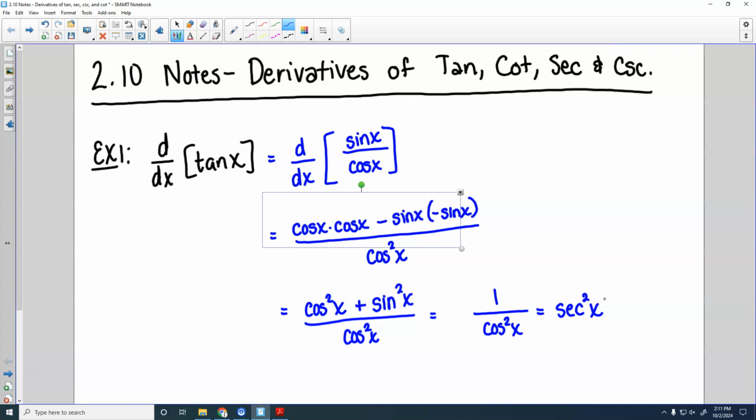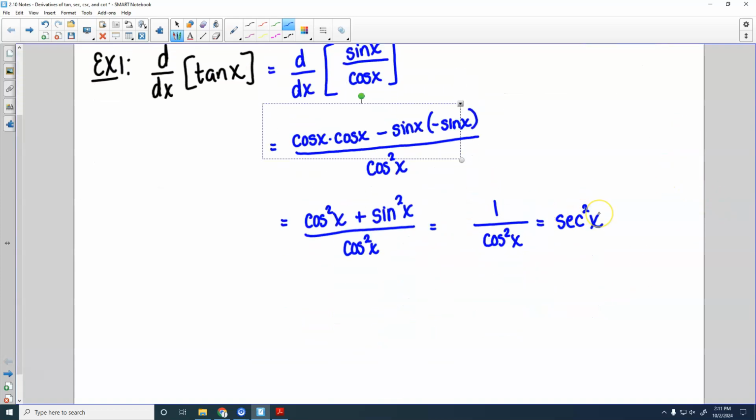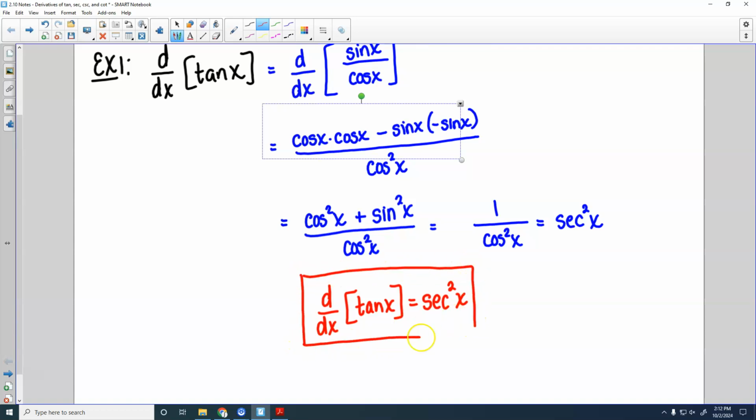So, now that we have done this once, we can commit this to memory. So, we can say the derivative of tangent x is always going to equal secant squared x. And we can just memorize this. Now, I wanted to show you how to find it without memorizing it, because sometimes we forget things that we thought we had memorized, right? So you've got the tools to figure it out if you forgot it.